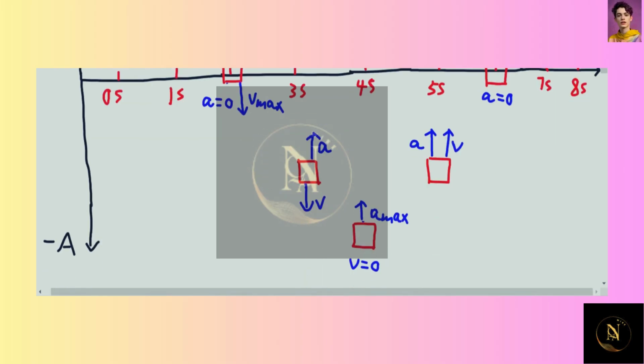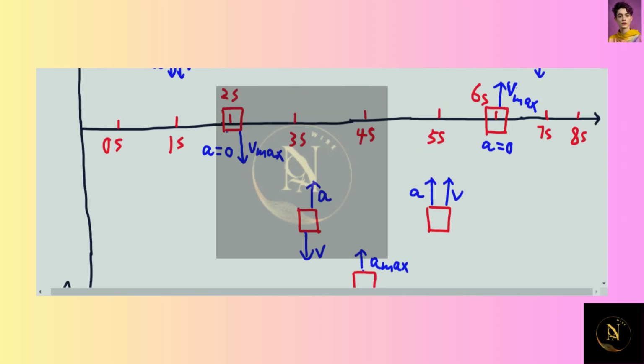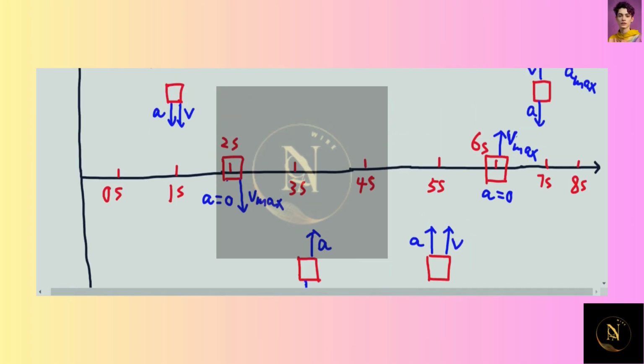And at 4 seconds, the velocity becomes 0. So the object stays there, but it has the greatest acceleration at this point, upward. Which means that it's at another peak point at 4 seconds. And then at 5 seconds, the acceleration decreased a little bit, and now it gains some velocity upward. And then 6 seconds here is at the equilibrium position again, because the acceleration becomes 0, but the velocity is at a maximum.